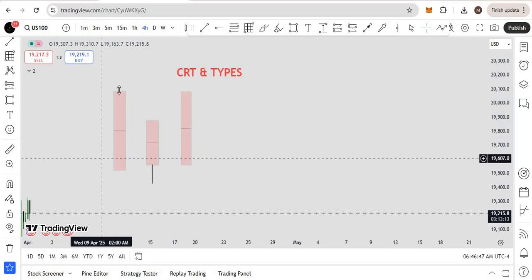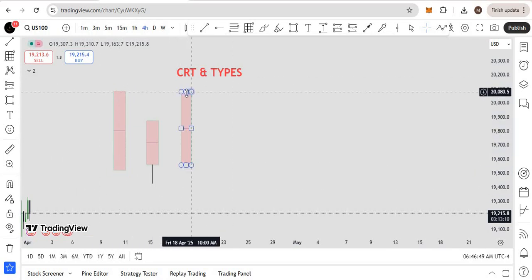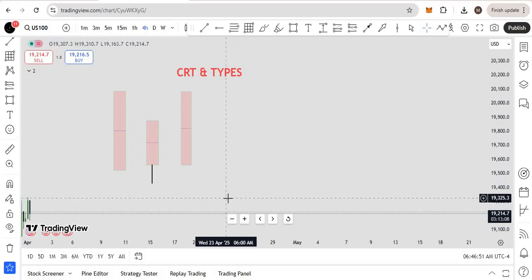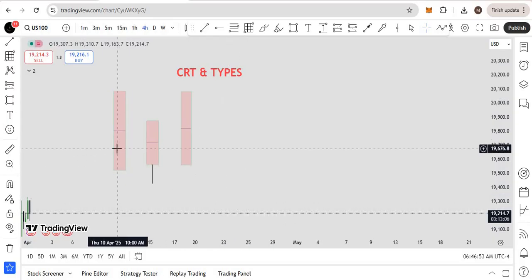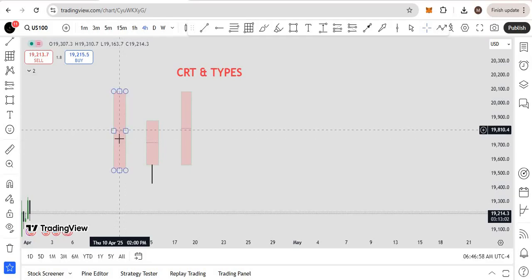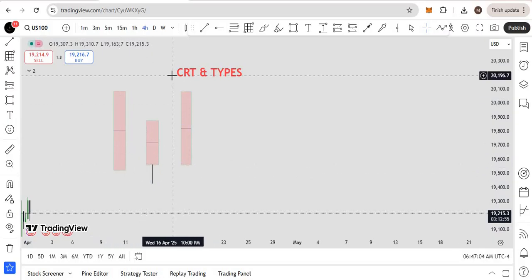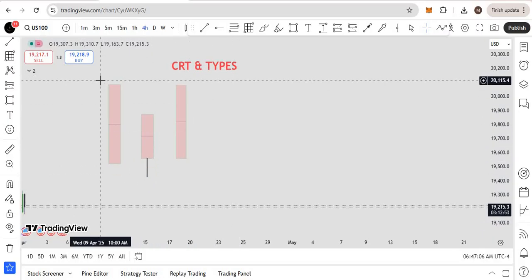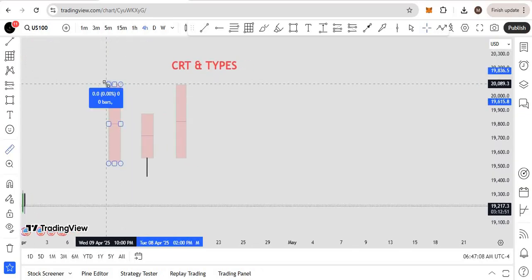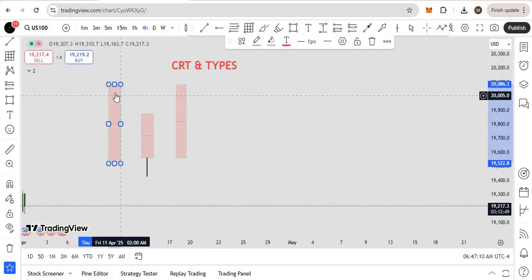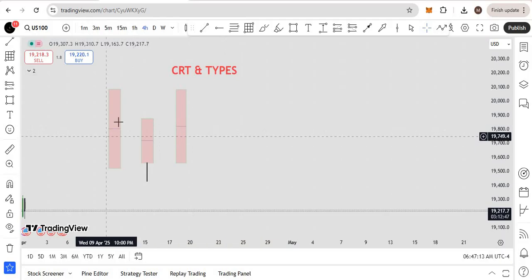Okay, I will mostly not draw the wicks. It will reduce our time. So we have the basic CRT, with the candle looking like the first candle. It can be a daily, a 4 hour, a 1 hour, or a weekly. The next candle sweeps, and the third candle will expand. Now the second type of CRT.